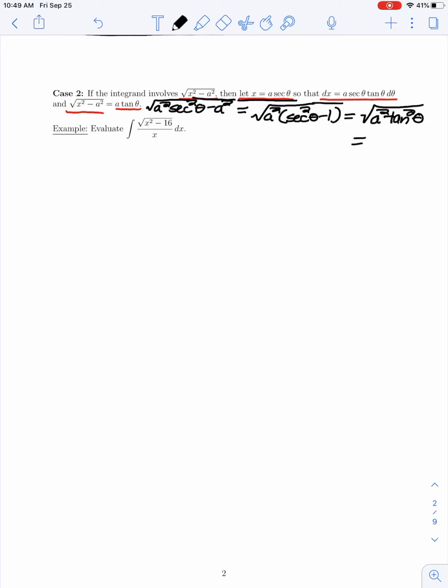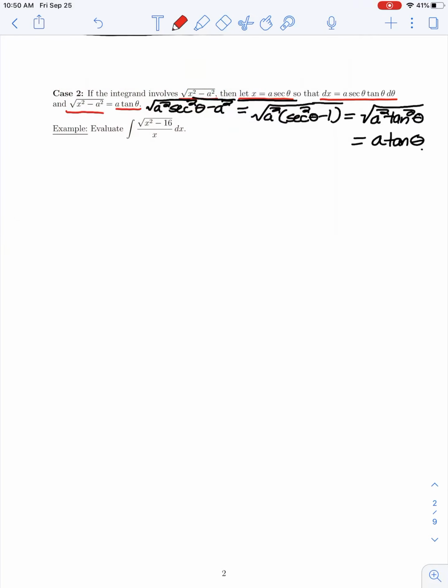So taking the square root of this expression, I'm left with a tangent theta. So if our integrand involves a square root of a difference of squares where we have x squared and then we're subtracting a squared, we would use this trig substitution. As an example, let's consider something similar to our first problem. We're asked to evaluate the integral of the square root of x squared minus 16 all over x dx.